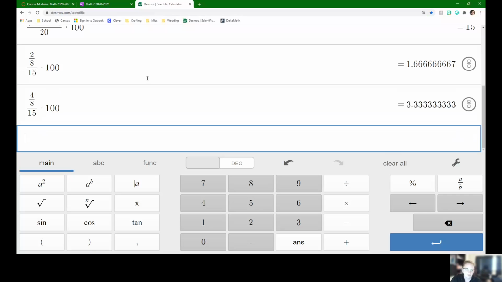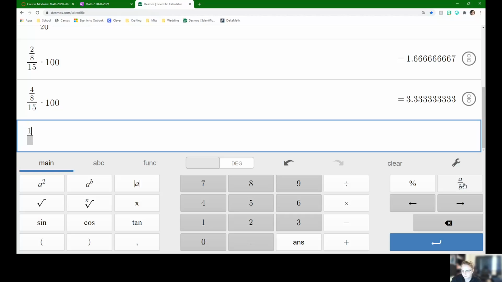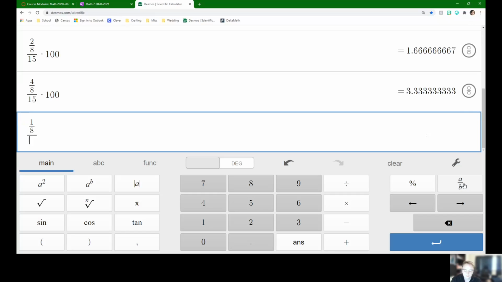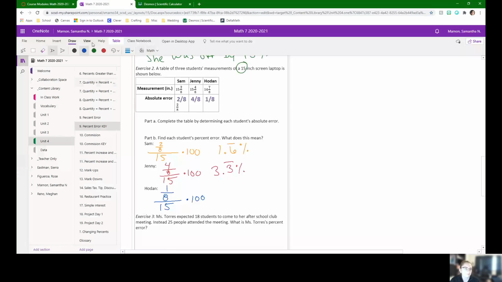So we're going to do 1/8 divided by 15, and then all times 100. She was off not even by a whole percent, by 0.83 repeating percent. And we're going to put the line just over the 3 because that's the part that repeats. So Hodon wasn't even off by 1 whole percent. She's off by just a little bit. So she really did measure closer.